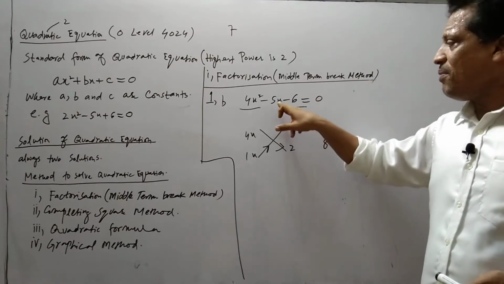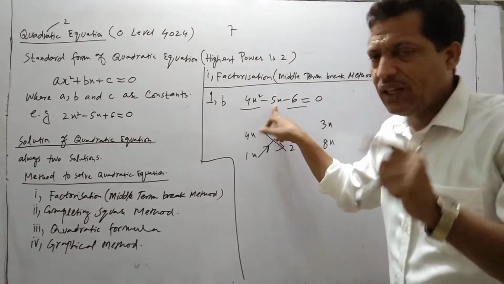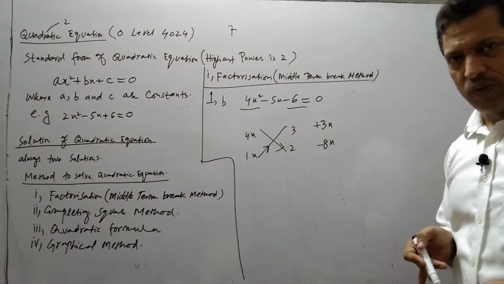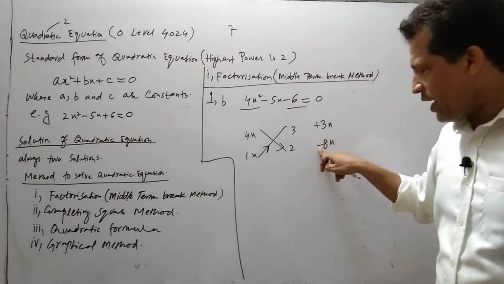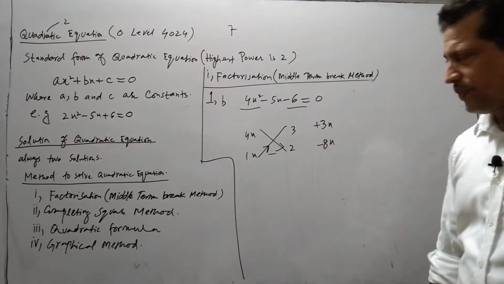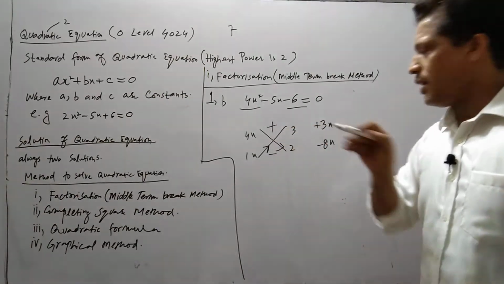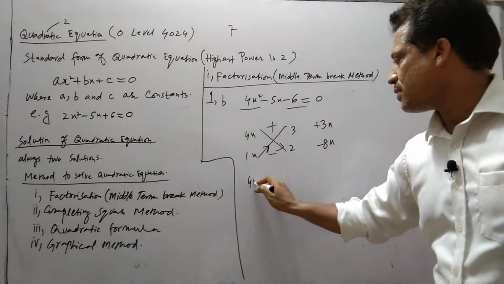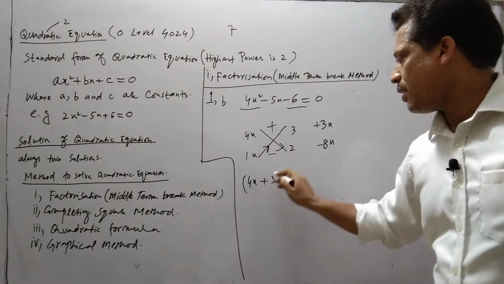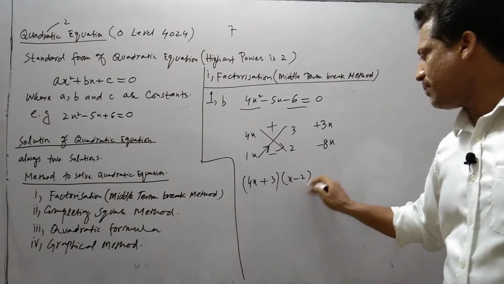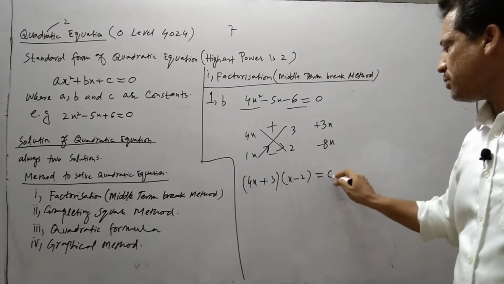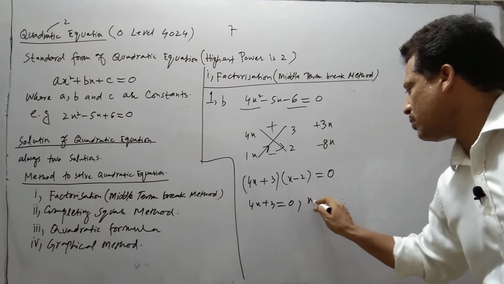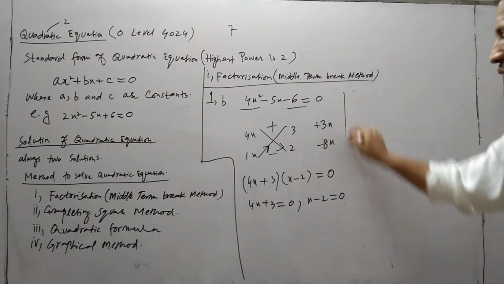But keep in mind that we need a minus sign. So we put the sign of the bigger number, minus over here and plus over here. Now if you put minus over here, you should put minus over here. This one is plus, this one is also plus. So our factorization is (4x plus 3)(x minus 2) is equal to what? 0. This implies that the first bracket is equal to 0 and the second bracket is also equal to 0.